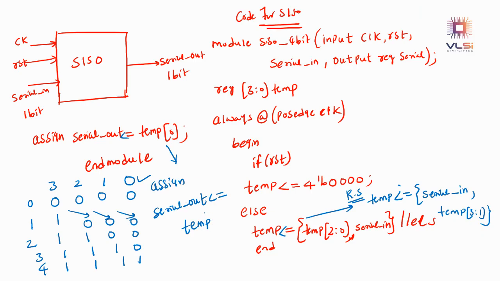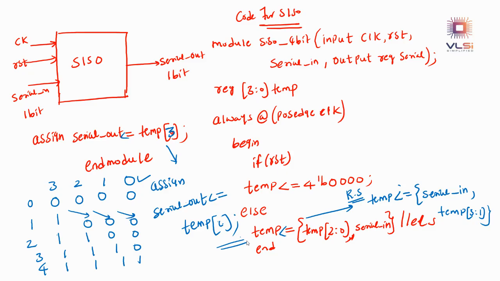Temp 3. See, for left shift the serial out is temp 3 and for right shift it is temp 0. Okay, you are taking the values from temp 0. So this is nothing but the SISO shift register for right shift. Okay, left shift and right shift.